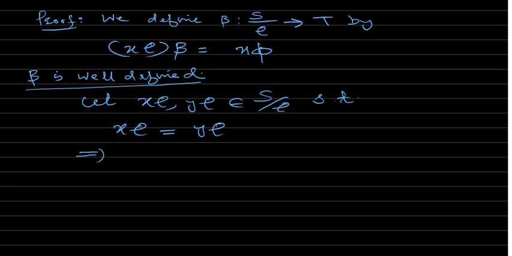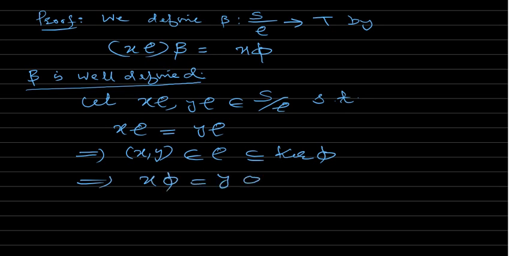So this means that x y belongs to rho, but rho is subset of kernel of phi. So they are in kernel of phi, which means that x phi is equal to y phi by definition of kernel of phi. But what's x phi? It's x rho beta. So x rho beta is equal to y rho beta. So whenever we have two equal elements in S over rho, x rho and y rho, then their images under beta are also equal. So that means our beta is well defined.